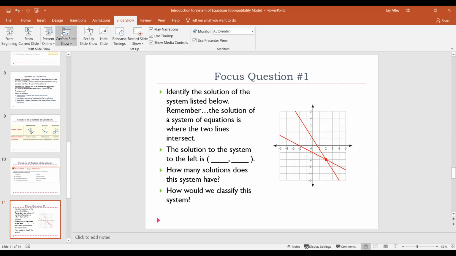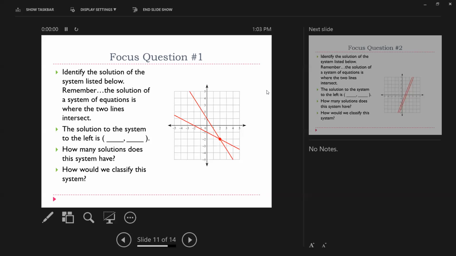Focus question number 1. What's the solution for this system? We don't have any equations. We don't know where these lines came from. Doesn't matter. But you can see that they cross. So what is the solution to this system? What does it mean? What is it shown on this graph?